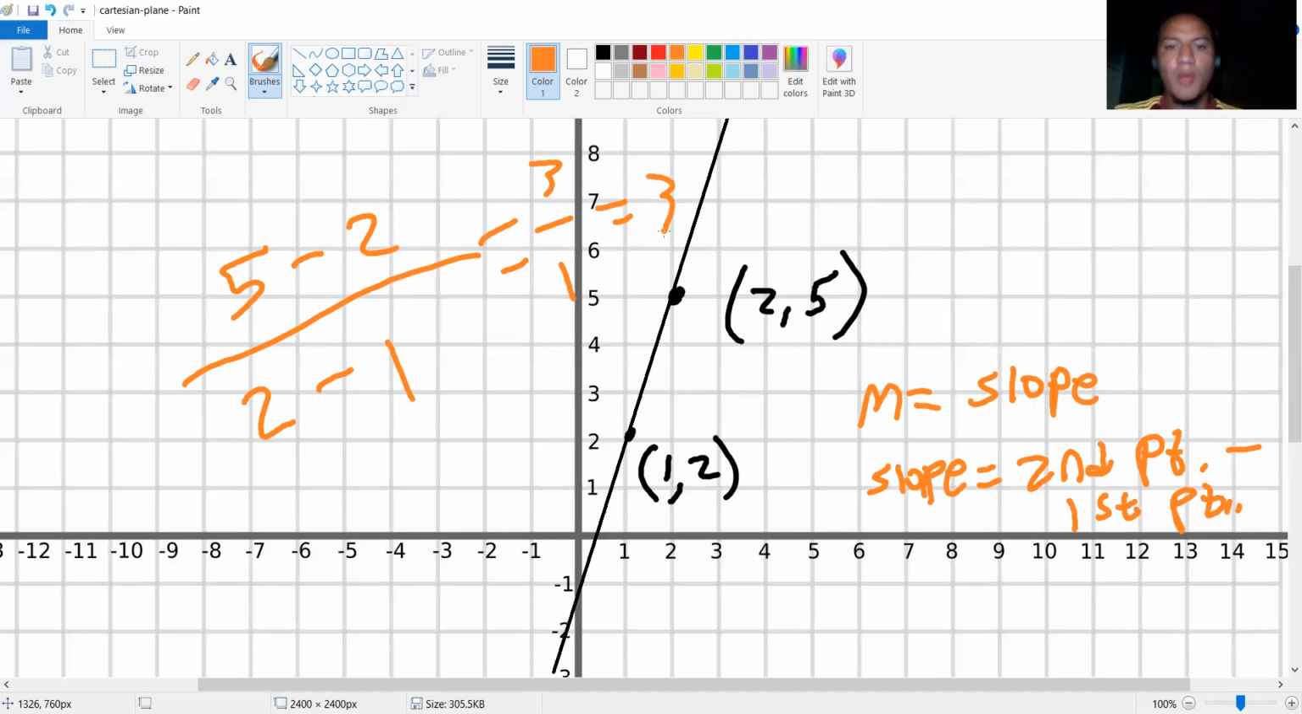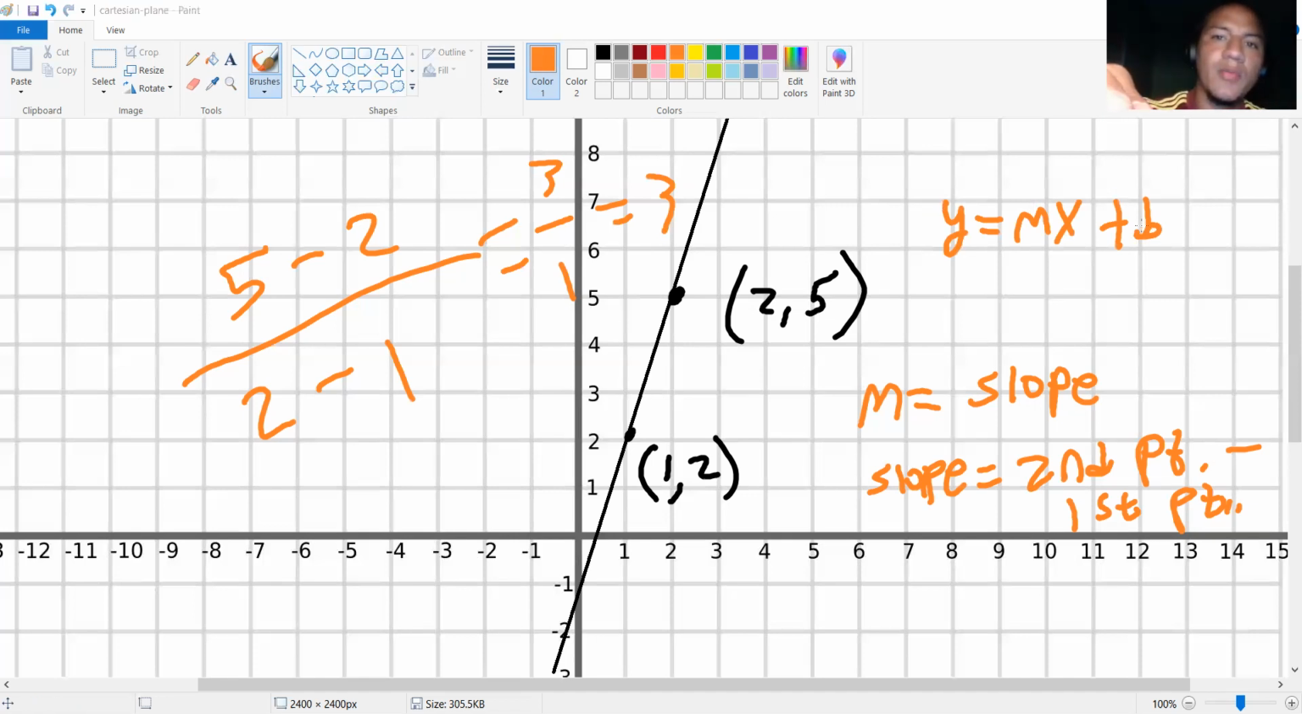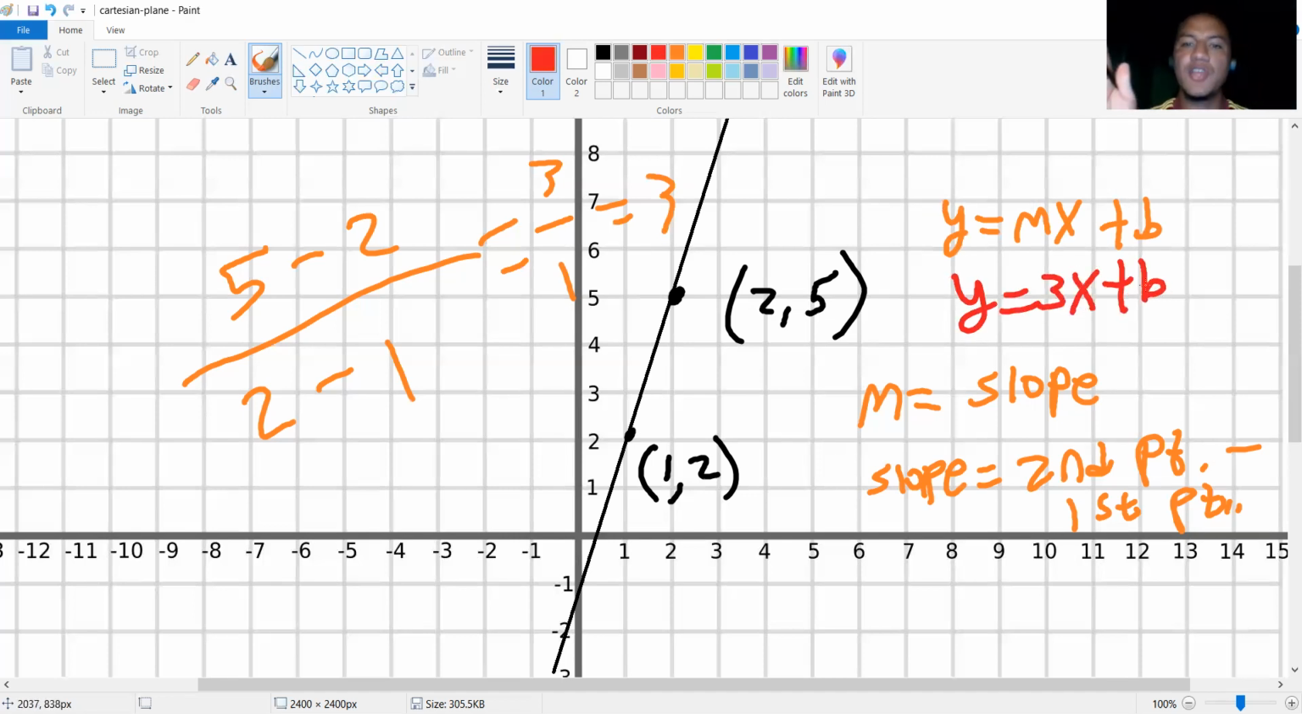So we know the slope of this. And we know that a line consists of a slope and an intercept. y equals mx plus b. We know the slope already. The slope is m. So that's y equals 3x plus b. And now you gotta plug in one of the points. Either one works. For example, let's choose 1, 2.